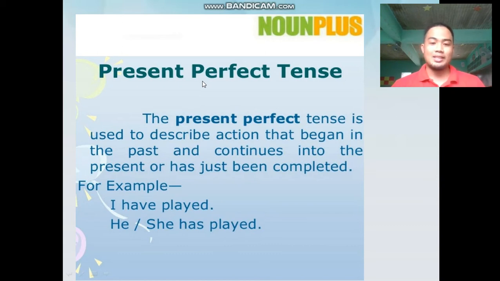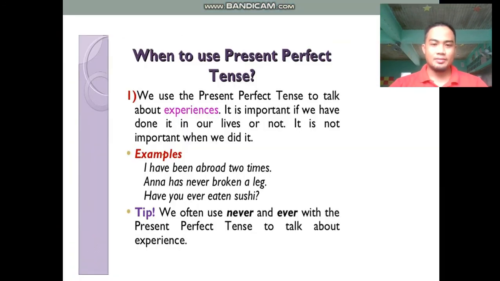So, to summarize, the present perfect tense is used to describe an action. So what is an action word? Very good. It is a verb. So ang gamiton ta na di mag-describe ta sa isa ka action nga nagka-continue sa past kag nagka-continue sa present is ang verbs. Okay, so let's proceed. When to use the present perfect tense?